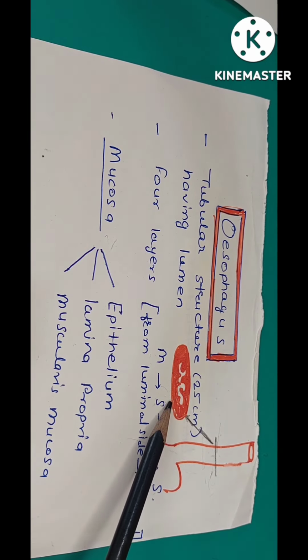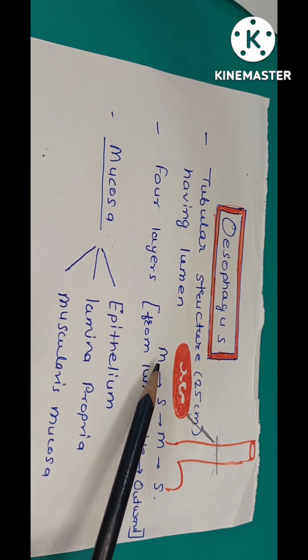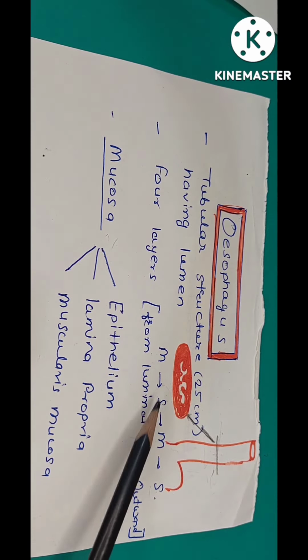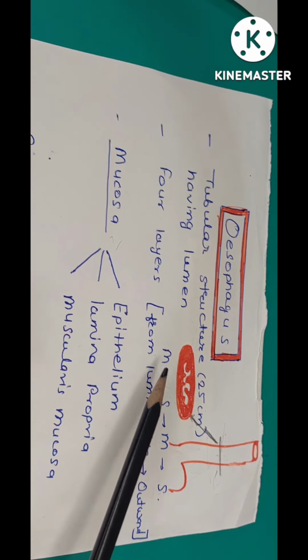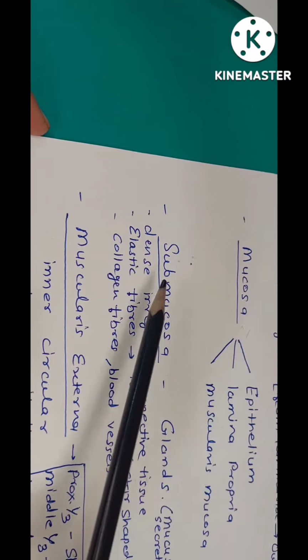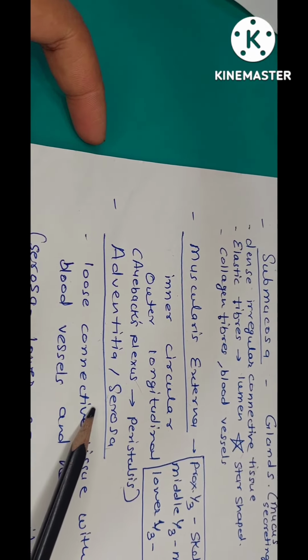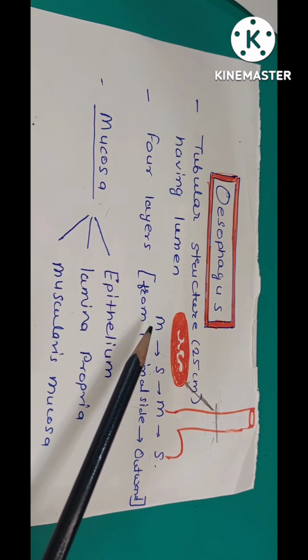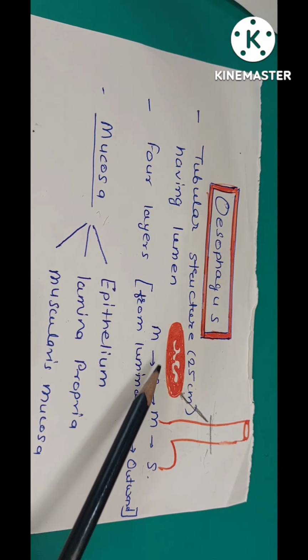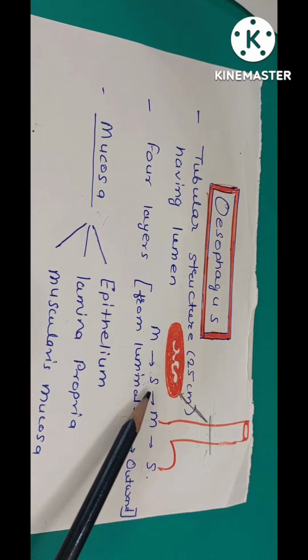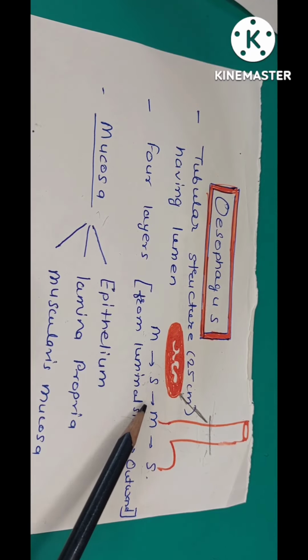From luminal side outward, histologically esophagus shows four layers. These are, you can see, mucosa, submucosa, muscularis externa and adventitia or serosa. Now you can remember these are the layers, that is MS from inside out, that is from luminal side outward.